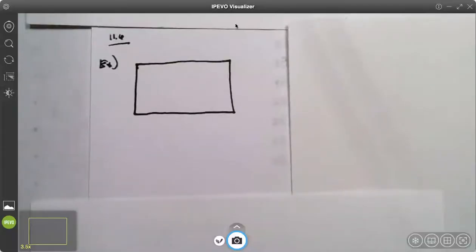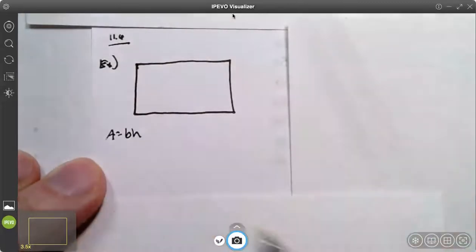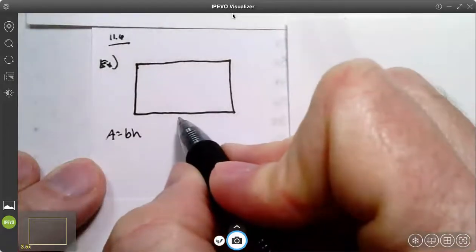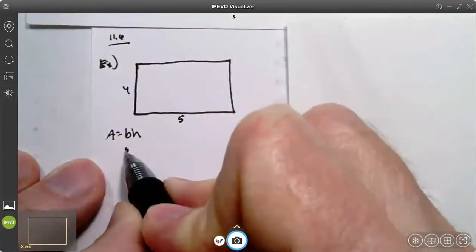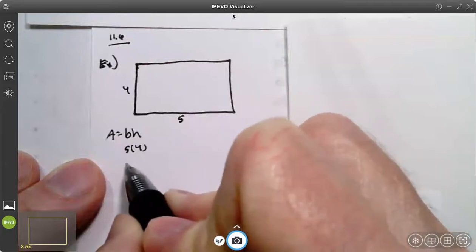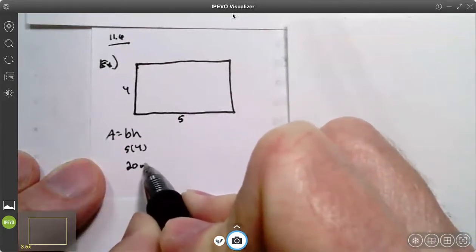That is how to find the area of a parallelogram. Here we have a rectangle, which is a type of parallelogram. So to find the area of it, it's length times width or base times height. Let's pretend that our base is 5 and our height is 4. 5 times 4 tells us we have 20 square units.